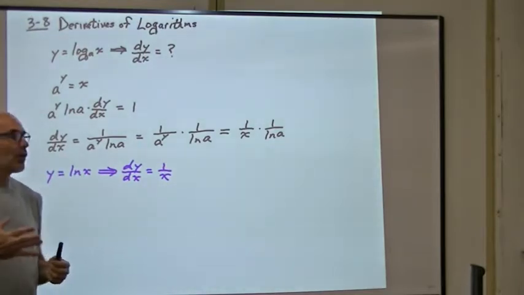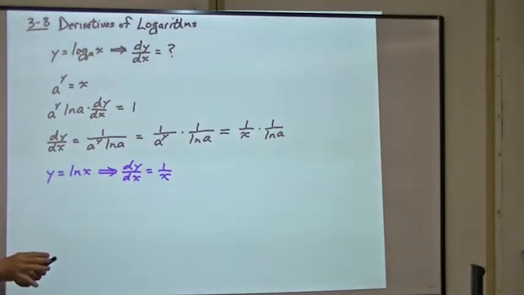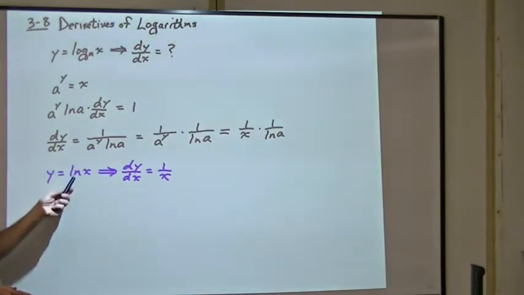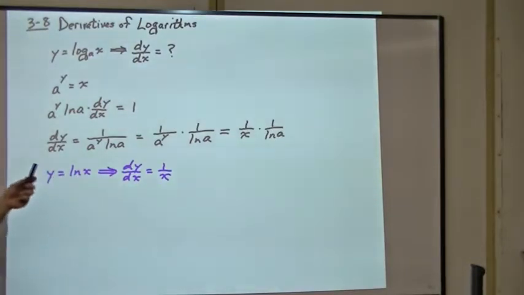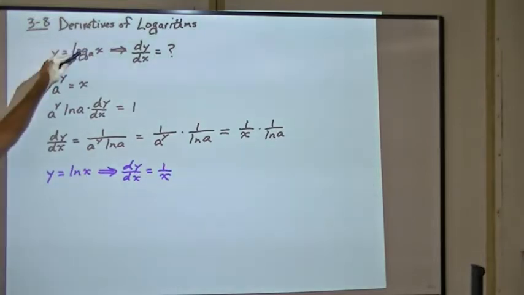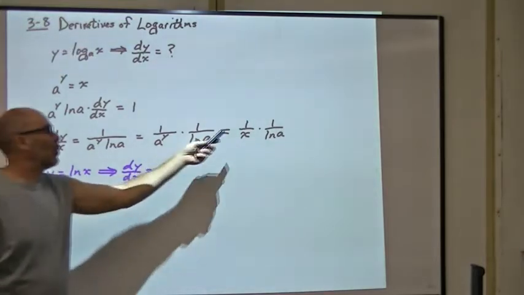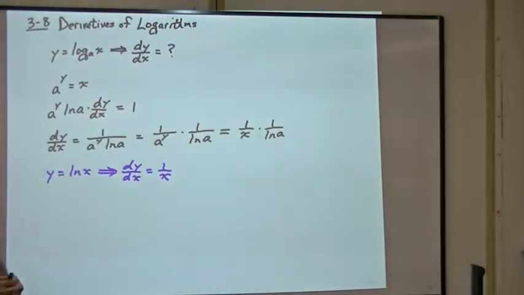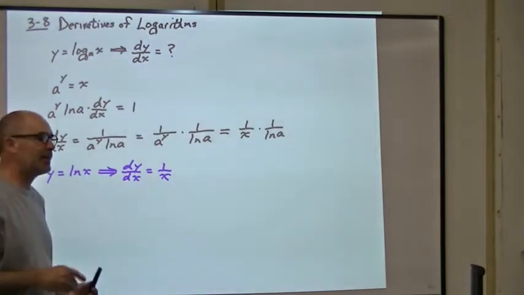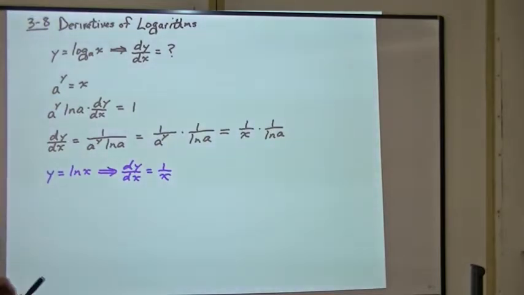I've told you before, in calculus, the main type of logarithm we're going to be working with is natural log. So when you want the derivative of natural log, that's just 1 over x. When you want the derivative of log base a of x, it's going to be 1 over x times 1 over natural log of the base. So that's the key thing that we have to understand for this coming section.